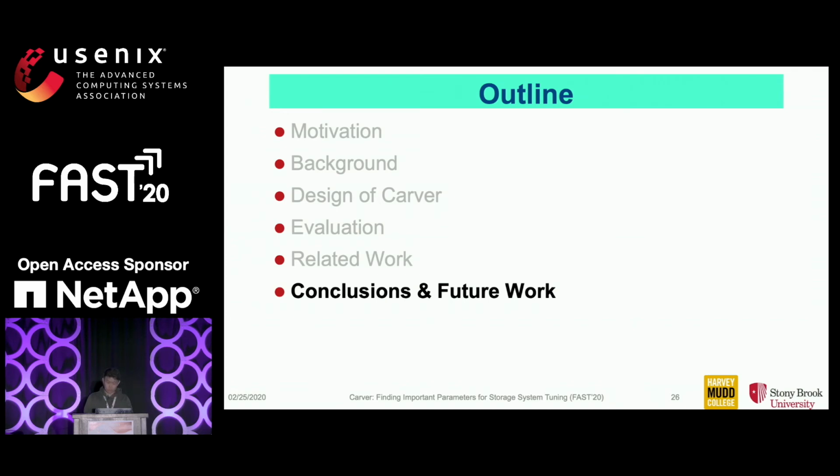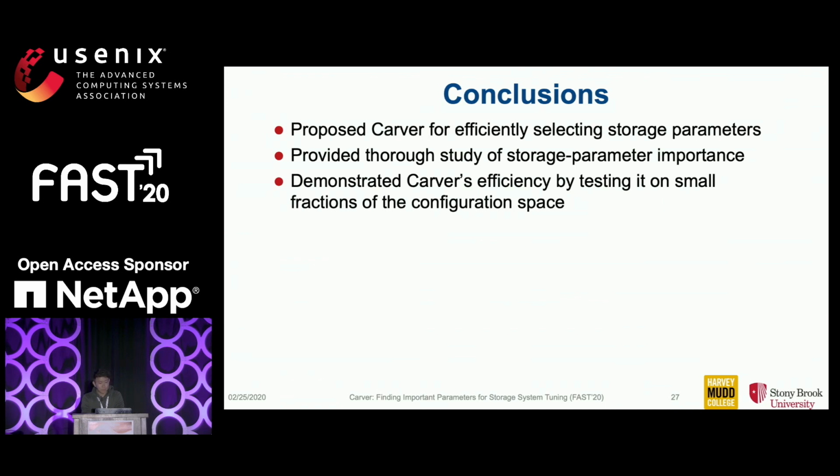Now I will conclude this presentation and discuss future work of our project. In this work, we proposed Carver for efficiently selecting storage parameters. Carver includes a variance-based measurement for storage parameter importance, a sampling method to drive a greedy algorithm to select parameters efficiently. We provided a thorough study of storage parameter importance and demonstrated Carver's efficiency by testing it on a small fraction of the configuration spaces.